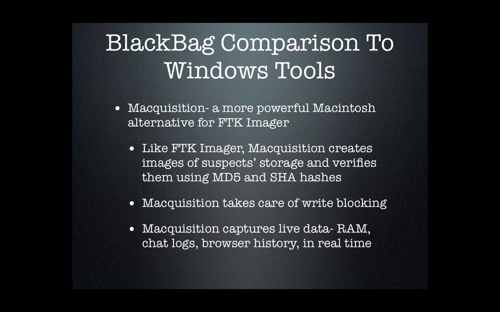Macquisition provides the functions that FTK Imager does and much more. Like FTK Imager, Macquisition creates an image of a suspect's storage device and then uses MD5 and SHA signatures to ensure that the produced copy matches the original. However, on top of this, Macquisition also write-blocks a suspect's drive, removing the element of human error that an investigator may forget to protect a suspect's storage device.